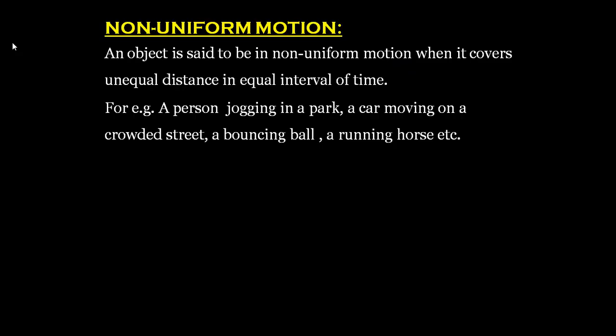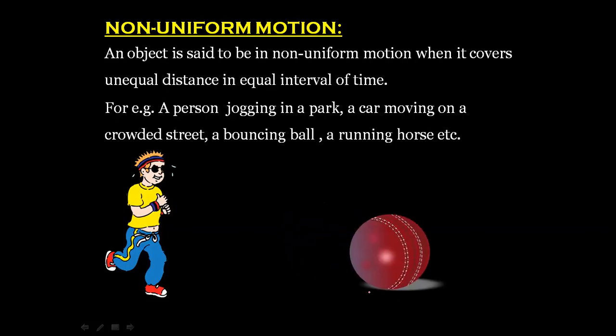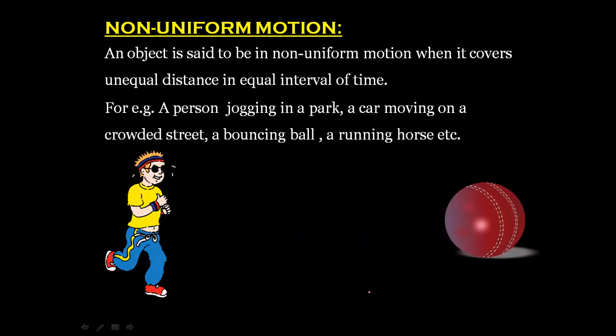Now we will talk about non-uniform motion. An object is said to be in non-uniform motion when it covers unequal distance in equal intervals of time. Means इस motion में object जो है unequal distance cover करेगा equal intervals में. For example, a person jogging in a park, a car moving on a crowded street, a bouncing ball or a running horse are the examples of non-uniform motion.